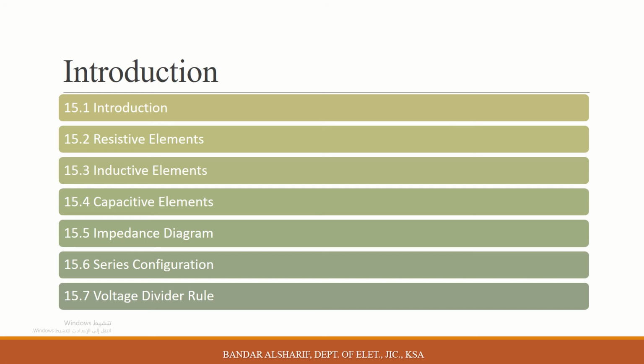In this chapter, we'll talk about resistive, inductive, and capacitive elements, introduce these elements and the relation between voltage and current when I apply voltage on the resistor, inductor, or capacitor. And then we'll talk about impedance and the impedance diagram. After that, we'll try to solve series circuit examples. Then we'll also try to solve series circuits with the voltage divider rule.